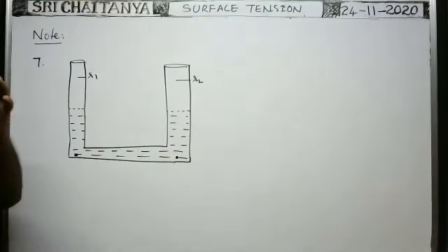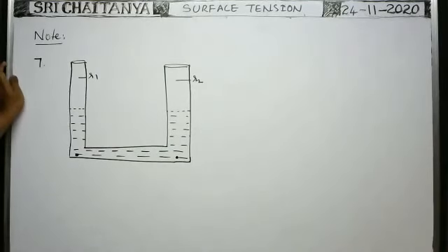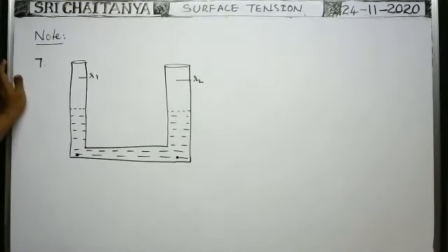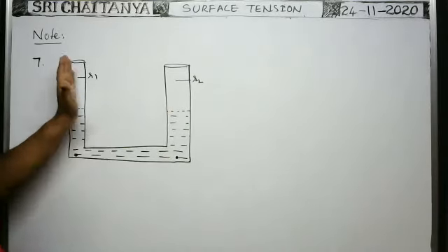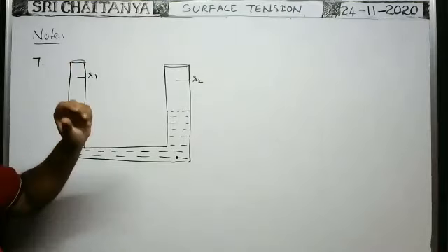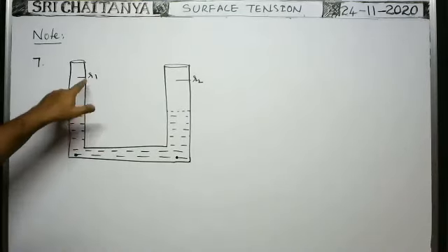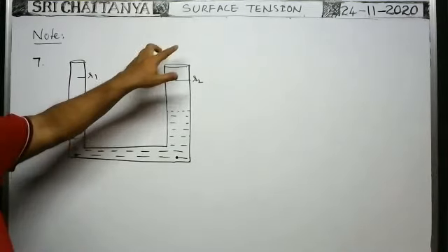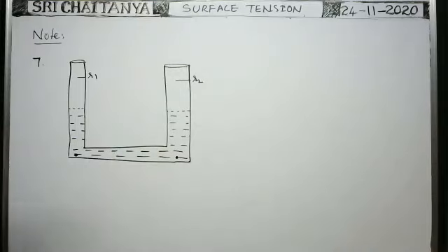Okay, in the last class, based on the capillary rise method or capillarity phenomena, 6 note points were discussed. Next, the 7th note point. Here there is a U-shaped tube in which there are two vertical limbs or vertical tubes having different radii of cross section. The radius of cross section of this vertical limb or tube is R1. For this vertical limb or tube, the radius of cross section is R2.